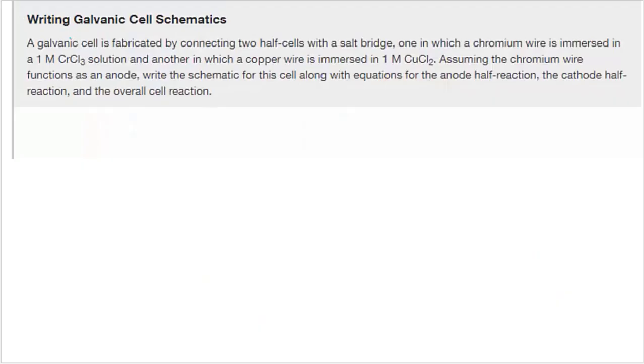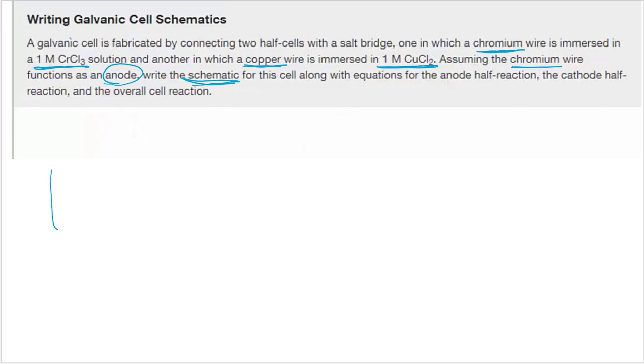All right, let's see what we have here. A galvanic cell is fabricated by connecting two half cells with a salt bridge, one in which a chromium wire is immersed in 1 molar chromium 3 chloride solution. Another is copper wire immersed in 1 molar of copper 2 chloride. Assume the chromium wire functions as the anode. Okay, so write the schematic, which means just make the drawing for this cell.